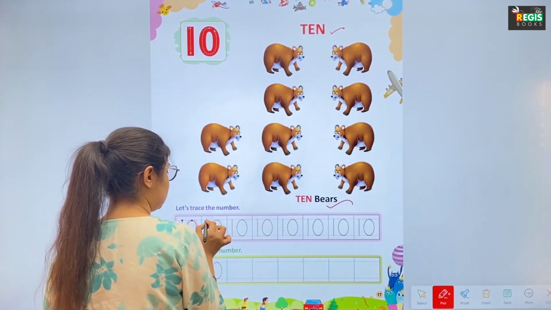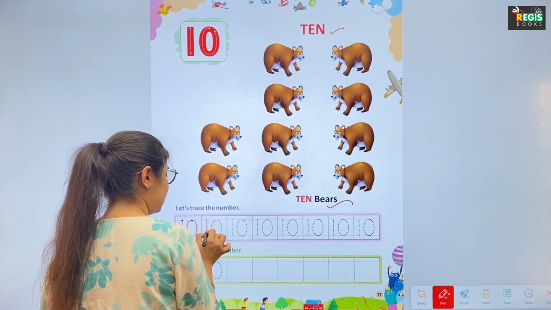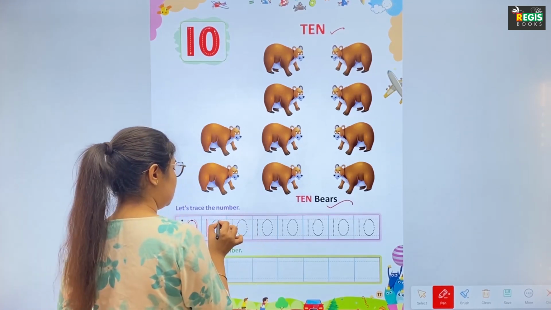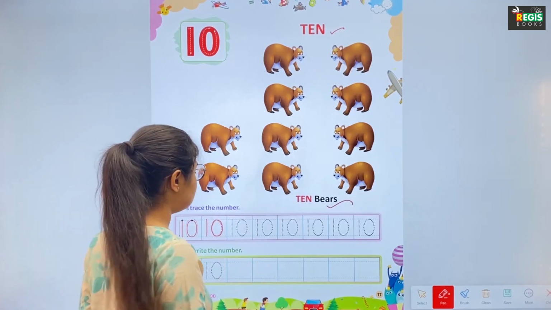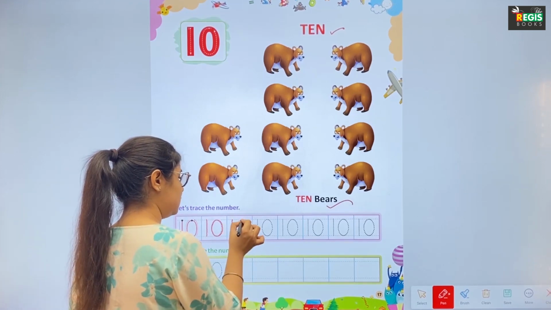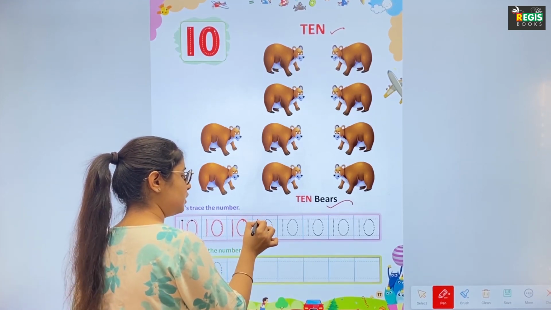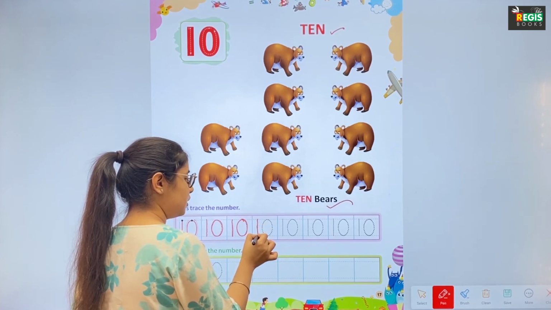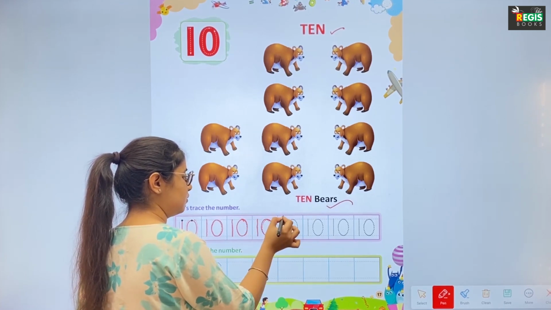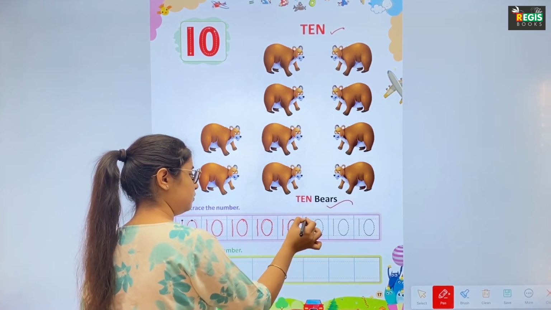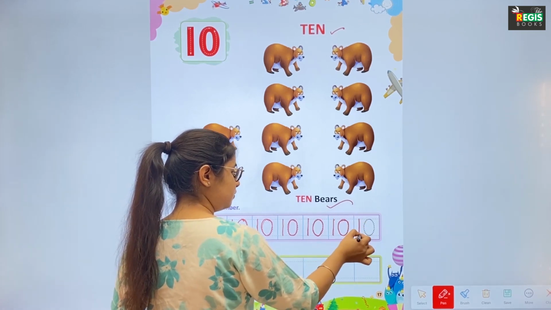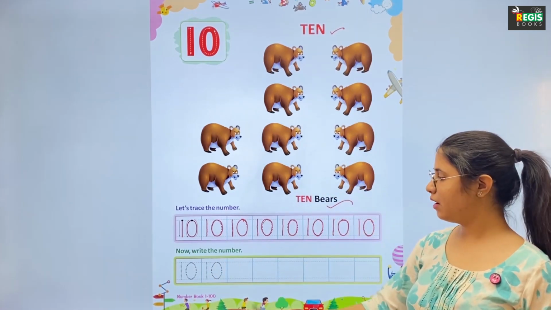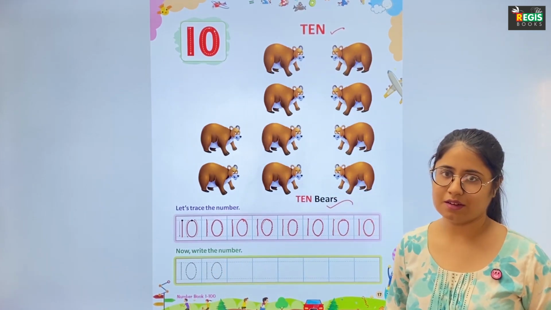So first write number 1 by drawing a straight line downwards and then make a circle like this for 0. This is how we write number 10. First 1, then 0. Move your pencil on black dot and make it downwards. 1, 0, 10. Now write the number. So kids similarly जो है नंबर को लिखकर प्रैक्टिस करिए.